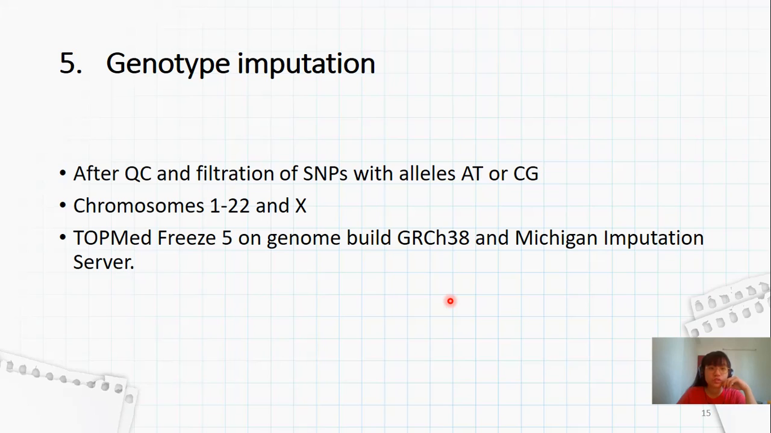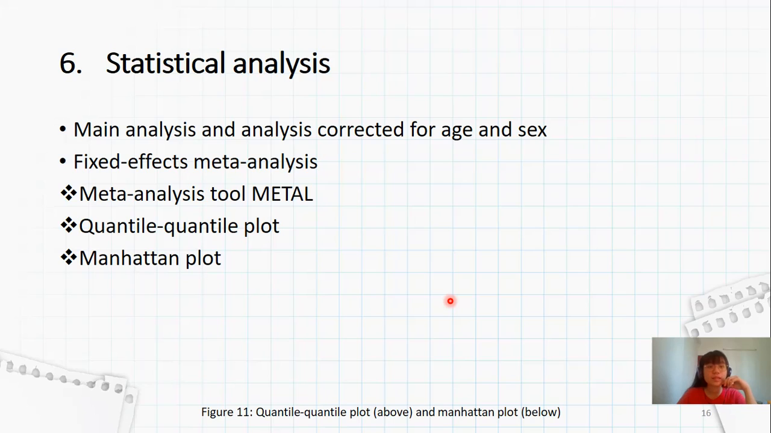Step 5 is the genotype imputation. After quality control and filtering SNPs with alleles A/T or G/C, genotype imputation for chromosomes 1 to 22 and X using the TOPMed FreeSpy and the Michigan imputation server will be conducted. The last step is the statistical analysis. Two analyses, the main analysis and the analysis corrected for age and sex, will be conducted. Fixed effects meta-analysis will also be conducted using the meta-analysis method, quantile plot, and the Manhattan plot.